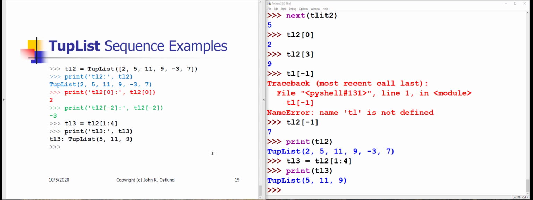Cool. All right. So given a class that contains a collection of values, we now know how to make that class be an iterable using dunder iter and dunder next, and how to make it be a sequence using dunder len and dunder get item. And there we are.